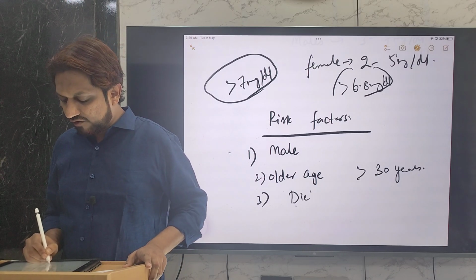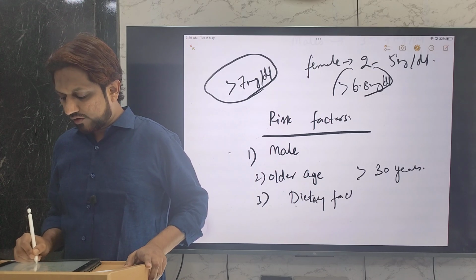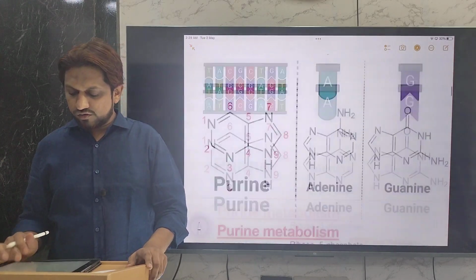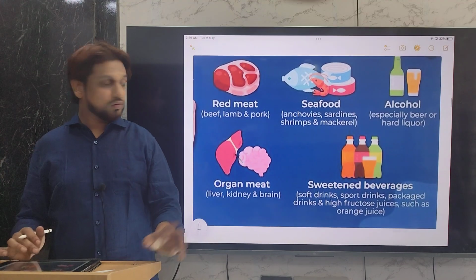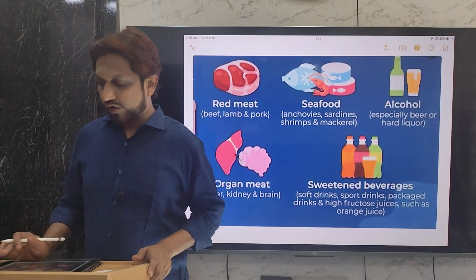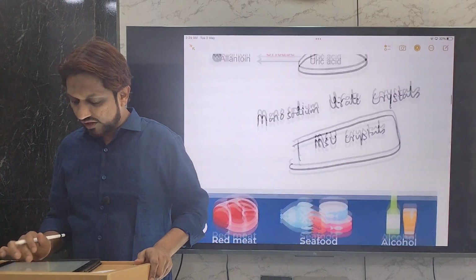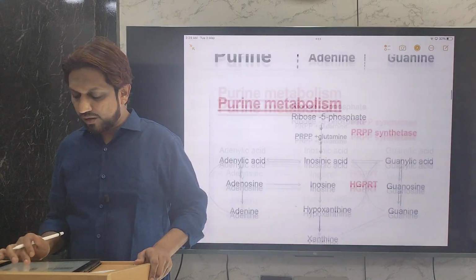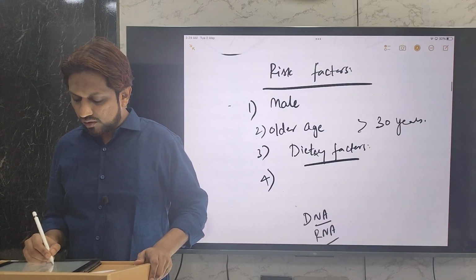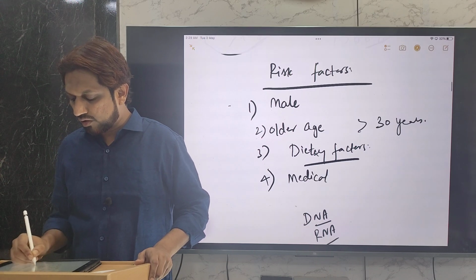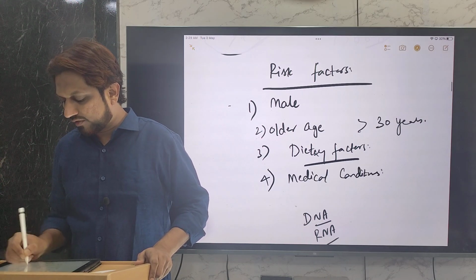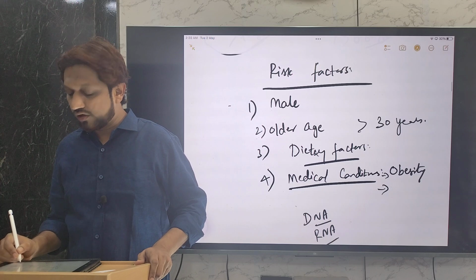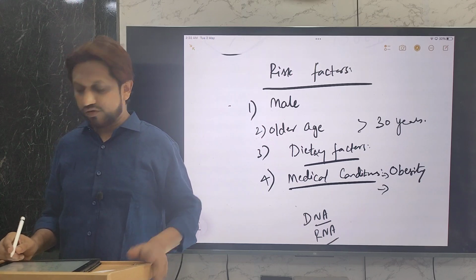Then dietary factors, which we have already discussed. Purine-rich food will lead to gouty arthritis because of hyperuricemia. And certain medical conditions like diabetes, hypertension, obesity. People with medical conditions like diabetes and obesity are at high risk for developing this disease by forming an acidic environment in our body, that is, acidosis.